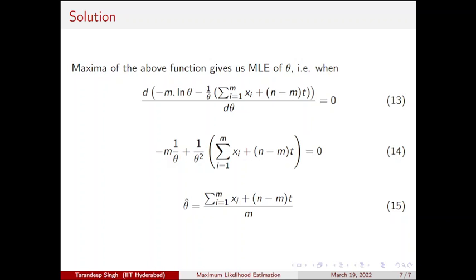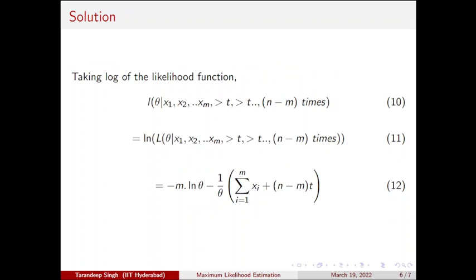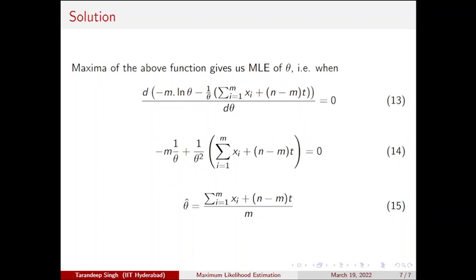Since we want to find the maximum likelihood estimate of theta, we will find the maxima of this function, which is nothing but taking the first derivative of this expression that we found and equating it to 0. On solving this equation further, we will have the maximum likelihood estimate of the mean to be this.